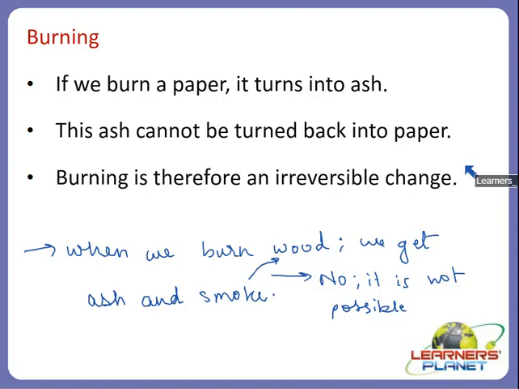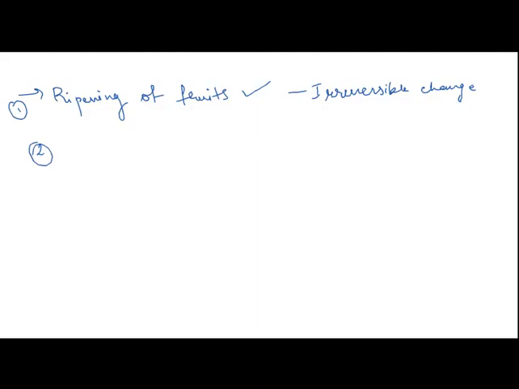Like an unripe mango is green in color and sour in taste, but on ripening it usually becomes yellow and sweet. So what can we say? Yes, ripening of fruits is an irreversible change. Right? So this is one such example. Ripening of fruits is an irreversible change because it is not possible to get unripe fruits from ripened or mature fruits.